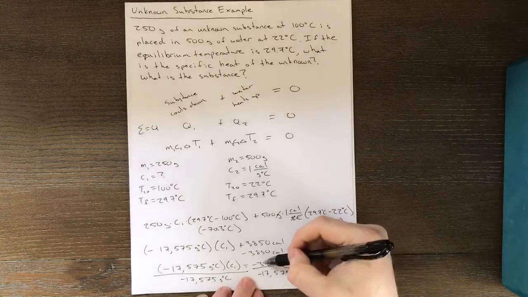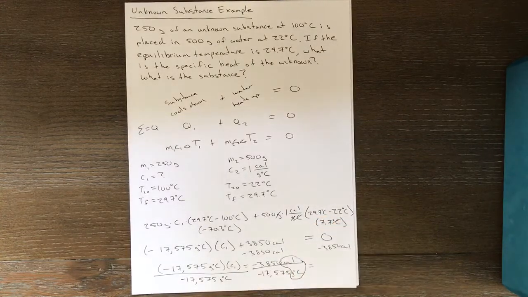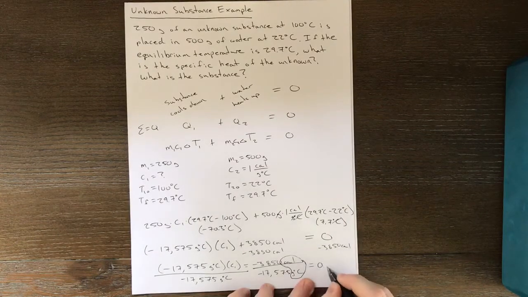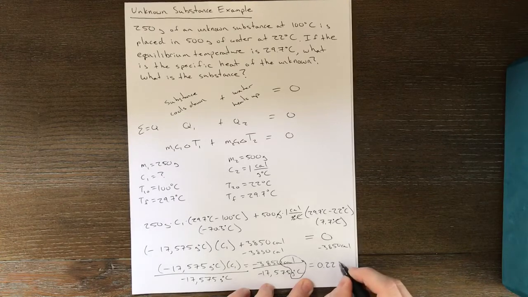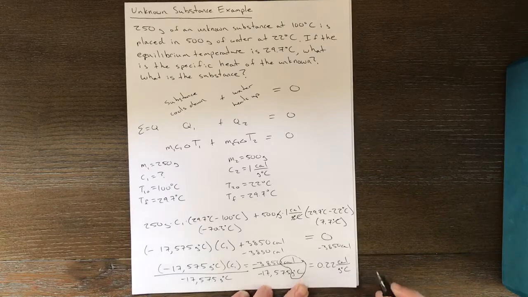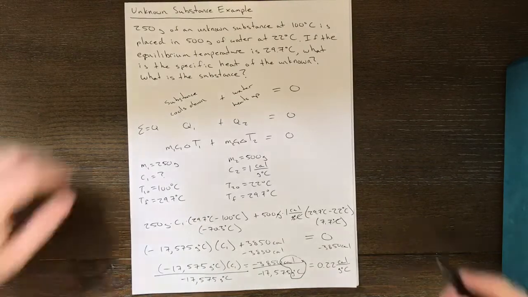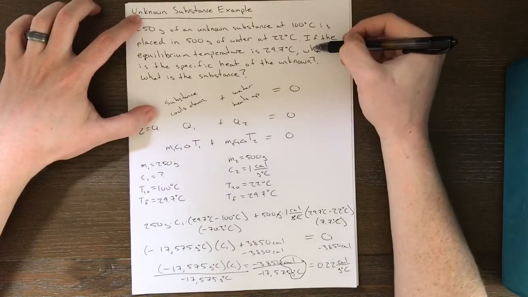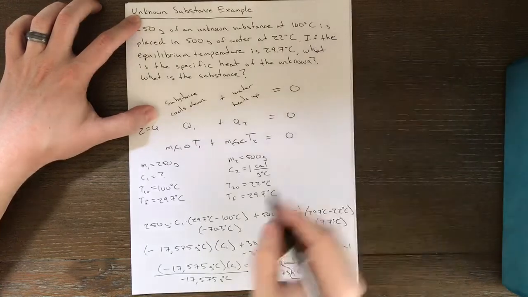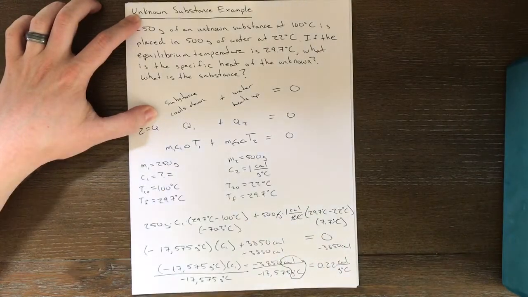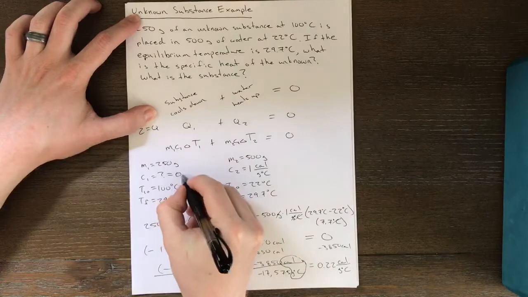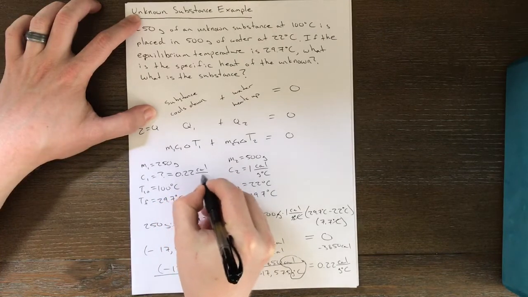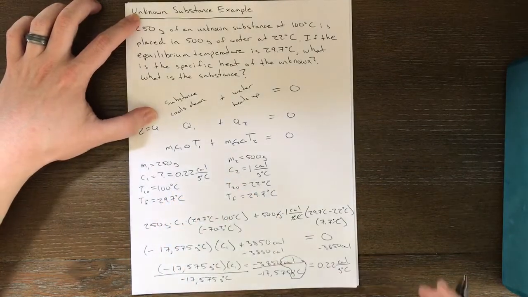And what is negative 3,850 divided by 17,575? Well, that gives us 0.22. And as I said, the units are calories per gram degree Celsius. So that answers the first question. What is the specific heat of the unknown? Well, C1, that unknown specific heat, is 0.22 calories per gram degree Celsius.